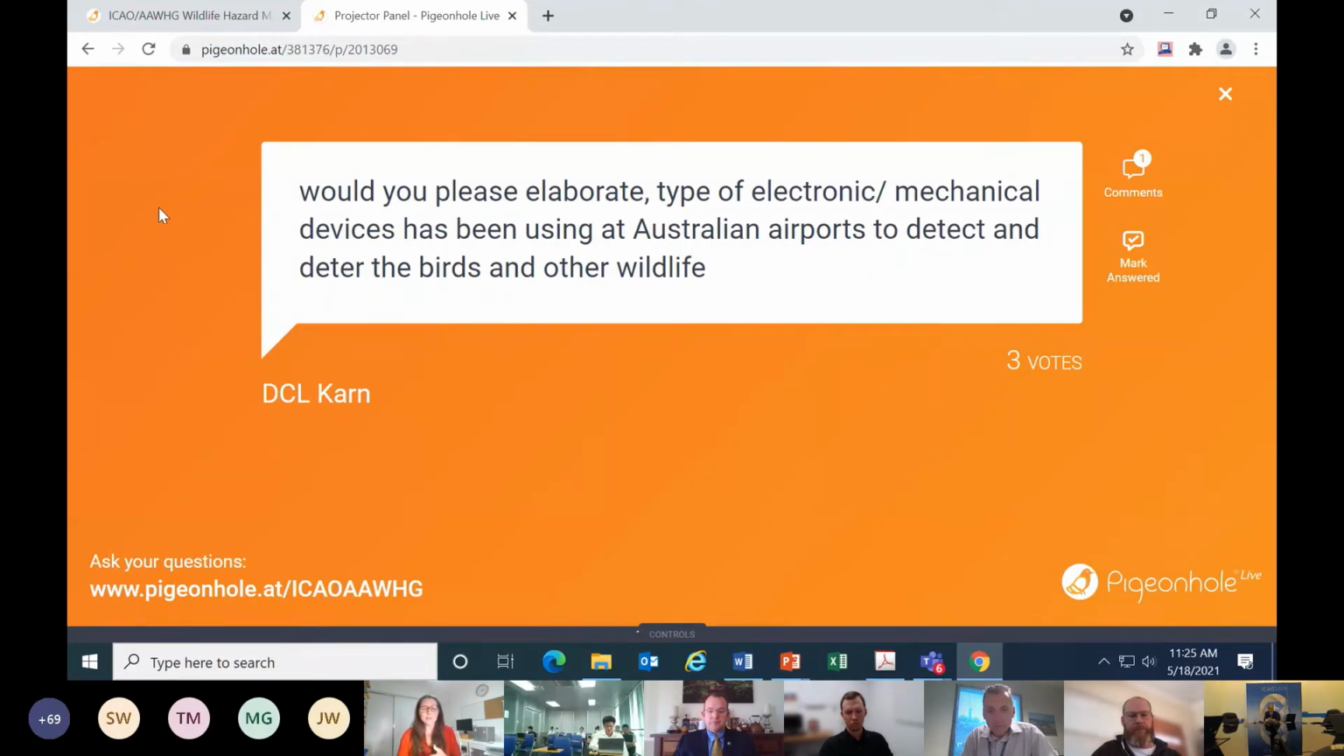The only way to stop birds and planes hitting each other is to stop planes, pretty much. So the key is lots of different tools in lots of different ways, and it doesn't have to be expensive electronic devices.